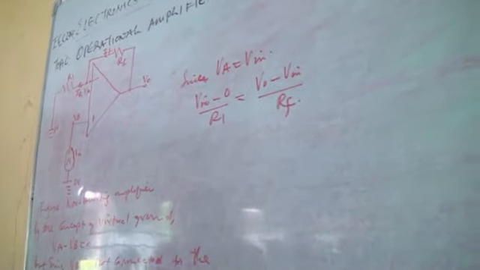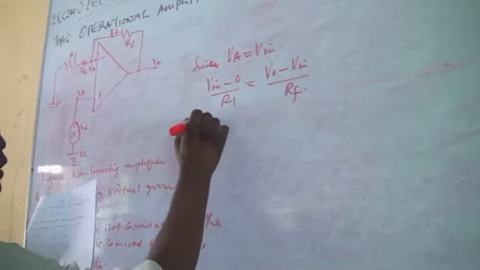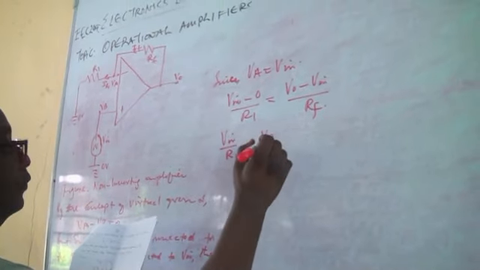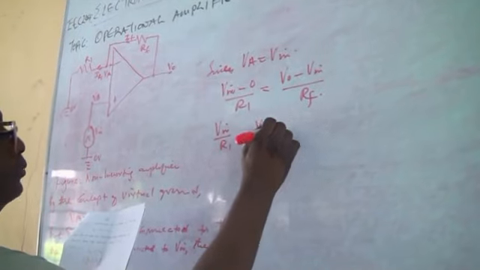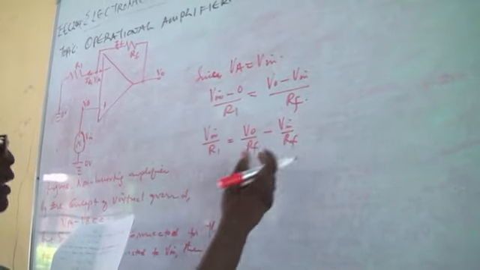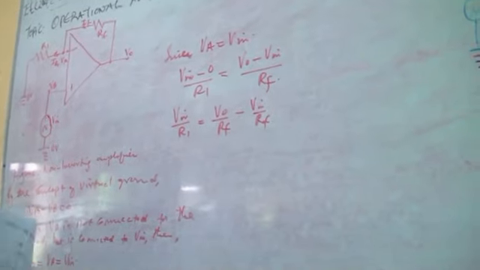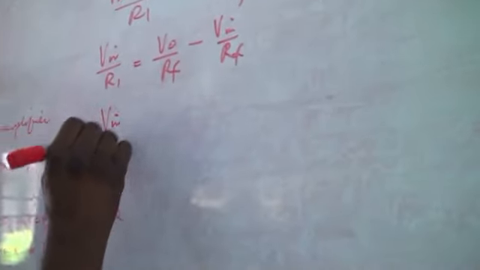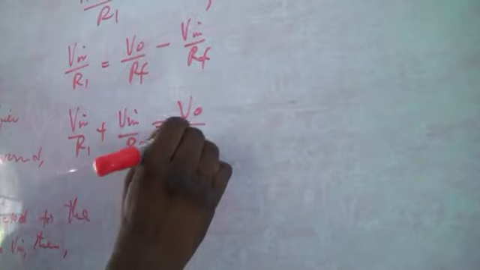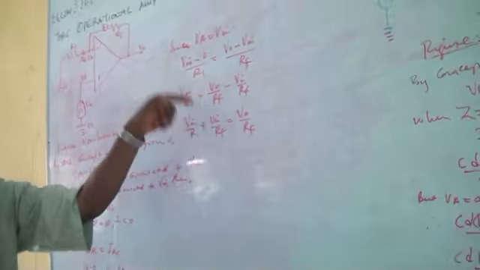Yes. So now, what we're going to do is we say V in over R1 equals to V naught all over RF minus V in all over RF. So bring the V in and the V in over RF together so that you have a common V in. Okay? If you arrange, what you are going to have will be V in over R1 plus V in over RF equals to V naught all over RF, because this one will have to turn and cross the equal sign and become positive.